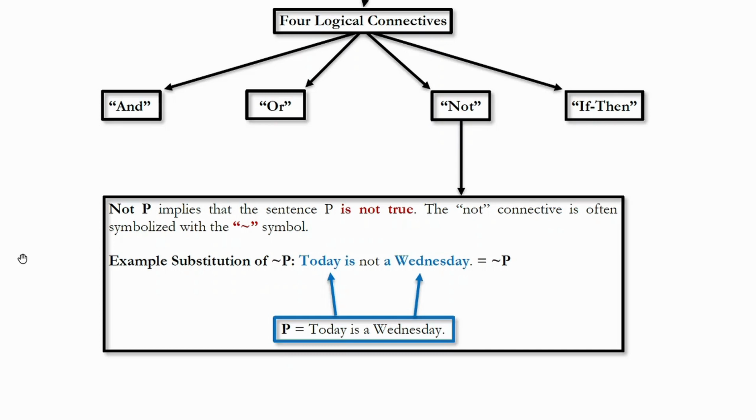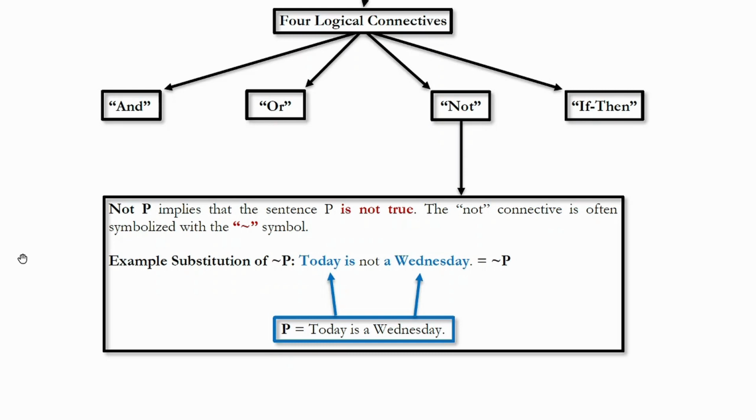Well, in this case, what is P? P would be "today is a Wednesday." And the word not, all it is saying is that claim, that proposition that today is a Wednesday, is false. And so again, any sentence where something is denied or said to be false would fit that form.